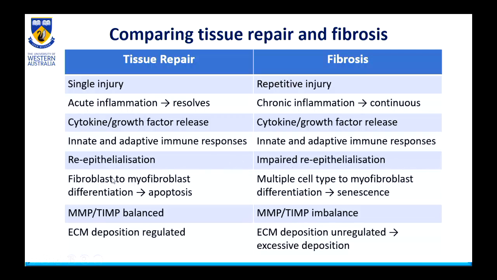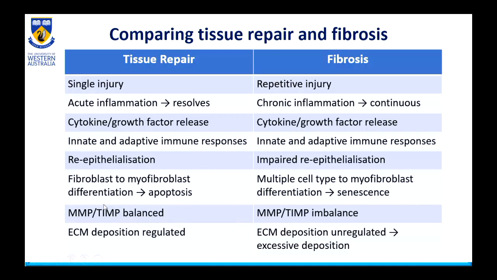You get normal fibroblast to myofibroblast differentiation, but then apoptosis of those myofibroblasts when they're not needed anymore. And they die or get cleared. Whereas in fibrosis, there are multiple different cell types which can turn into myofibroblasts, can differentiate, and then they senesce. And when they senesce, they don't die. They just sit there, they can't proliferate, but they churn out more matrix. One of the main reasons for fibrosis, we think.